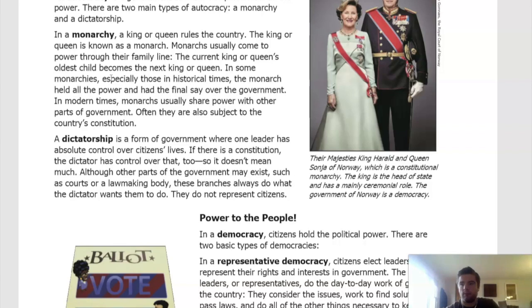A dictatorship is a form of government where one leader has absolute control over citizens' lives. If there is a constitution, the dictator has control over that too. So it doesn't mean much. Although other parts of government may exist, such as courts or a lawmaking body, these branches always do what the dictator wants them to do. They do not represent citizens.